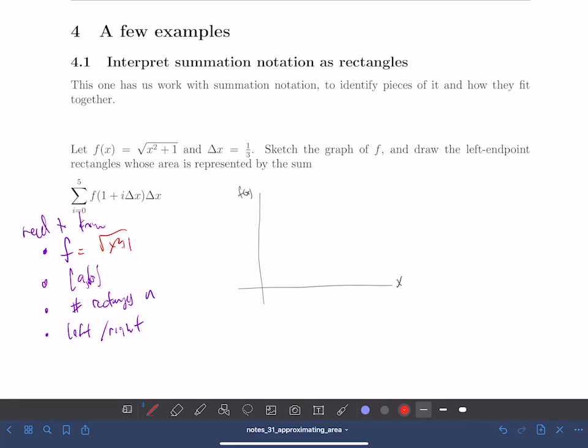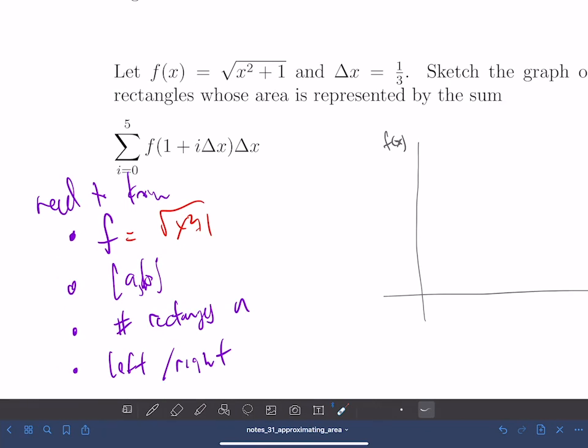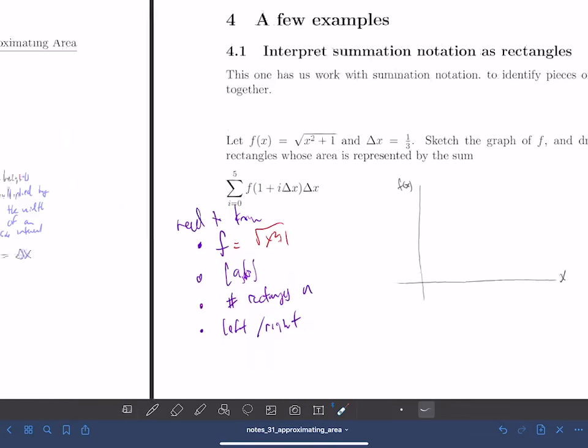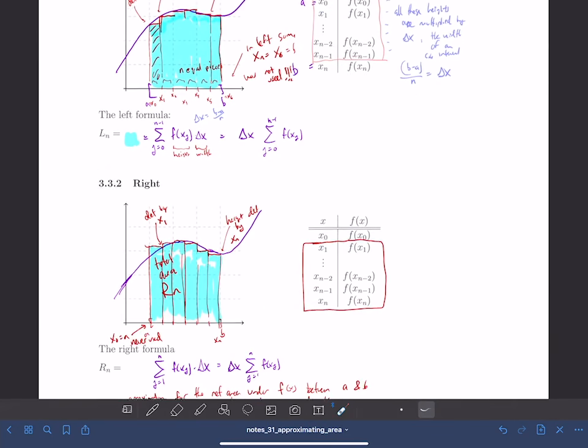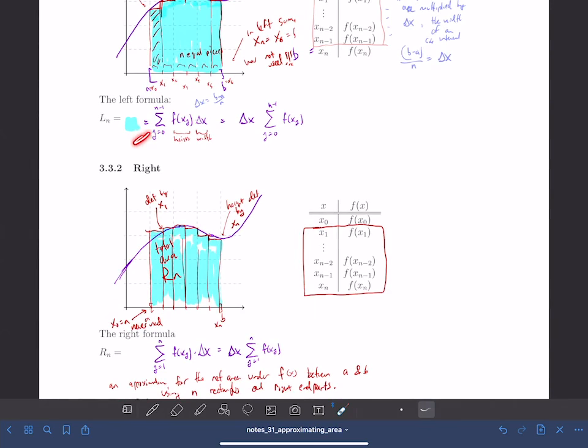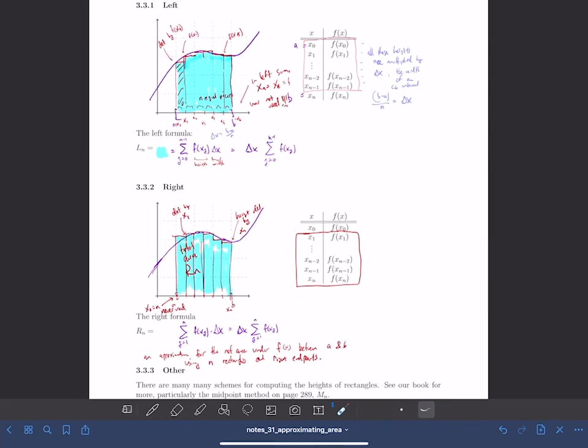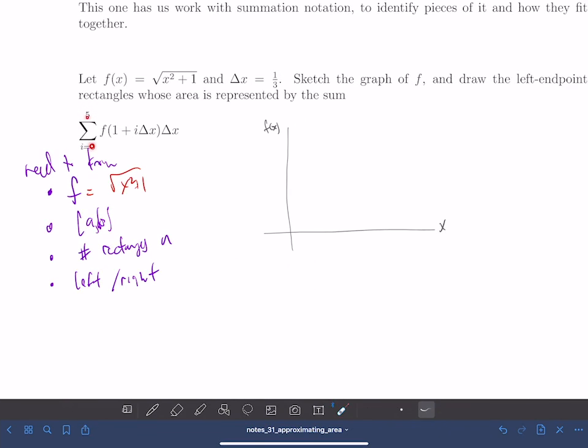Let's focus on the number of rectangles next. How many rectangles? Well, let's look at the sum that I'm given, from 0 to 5. Flipping back to the previous page, which one of these went from 0? Well, left did. Left went from 0 to n minus 1 and had a total of n pieces. So in this case, I'm going from 0 to 5, but 5 is equal to 6 minus 1, which means I have 6 rectangles.